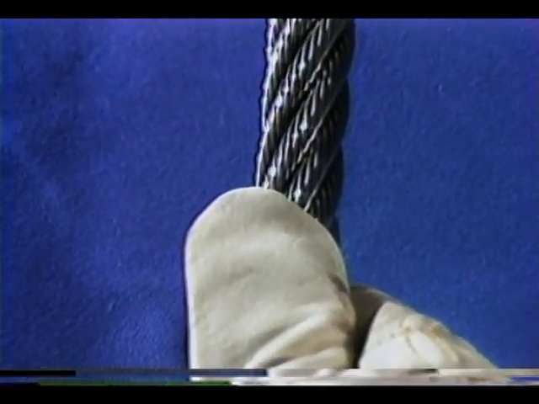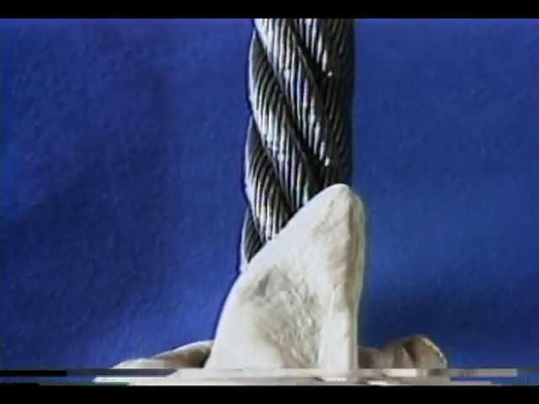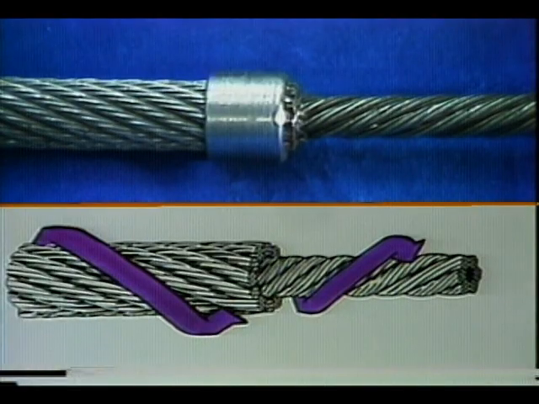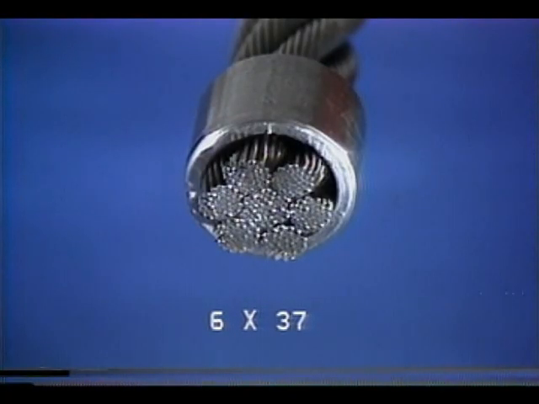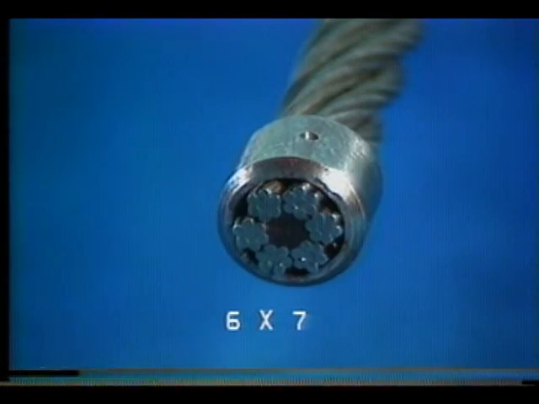Remember that in regular lay ropes, the strands and the wires are laid in opposite directions. Lang lay ropes have the wires and the strands laid in the same direction. Rotation-resistant ropes have 2 or 3 layers of strands laid in opposite directions to each other. Strands containing a large number of small wires are more flexible and resistant to bending fatigue than strands containing a few large wires. On the other hand, large outer wires are better able to withstand abrasion.